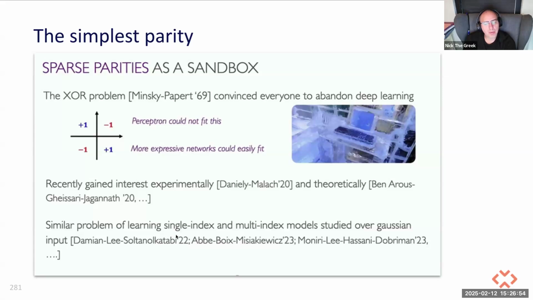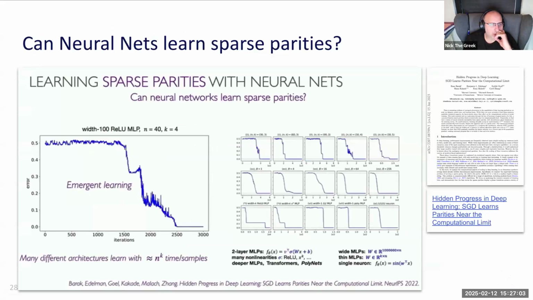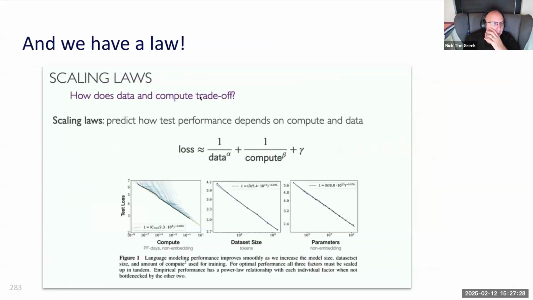Similar problems of learning single index and multiple index models have been studied over Gaussian input. That's probably something that existed before, outside of the context of language models. And I don't want to get into the details, but again, this is more of theoretical importance, with practical relevance towards the end. But the question is, can neural networks learn sparse parities, and when?